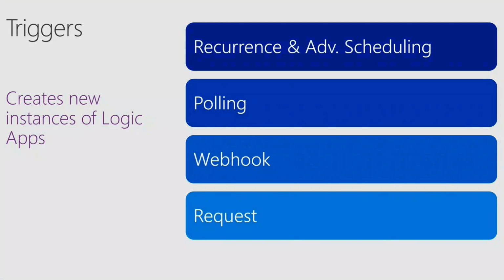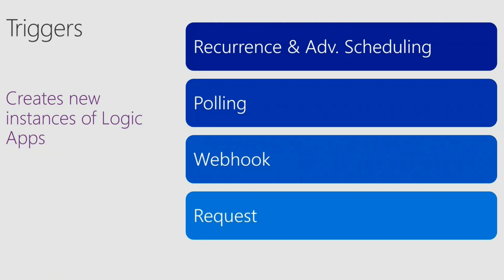So like I said, it has triggers, so you can have recurrence or advanced scheduling. You can do polling, a webhook, or a request. A request makes the logic app an endpoint for you to call, right? Kind of gives it a webhook. Recurrence is going to fire based on a defined schedule, and then HTTP is going to poll an HTTP web endpoint. So it's got to conform to a specific triggering contract, but that's the way it's going to run.